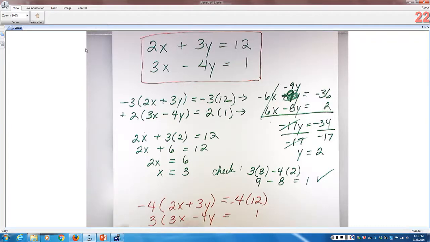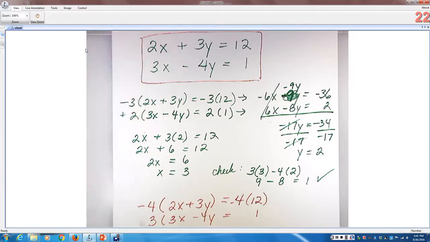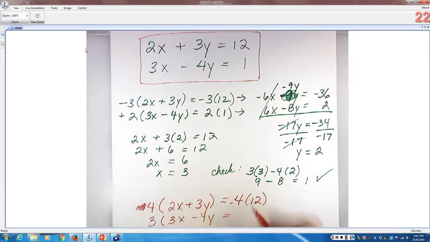Now here, I changed the sign on the first one, but I really didn't need to, because if you notice what's going to happen here, this is going to be negative 12, and that's also going to be negative 12. That's because they had opposite signs to start with. So I really didn't need the negative. I just needed the 4.